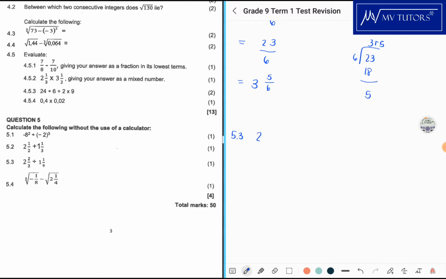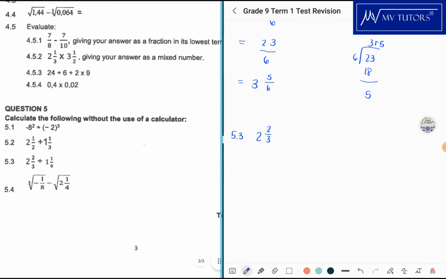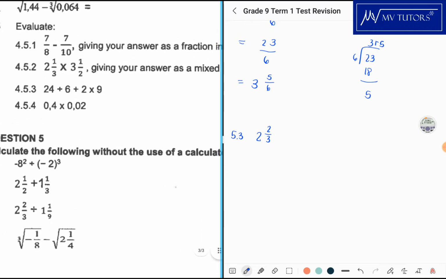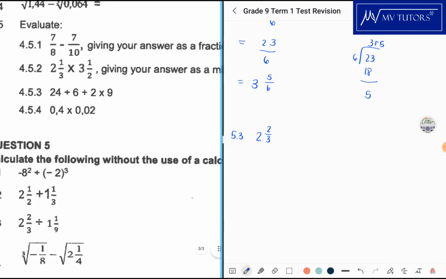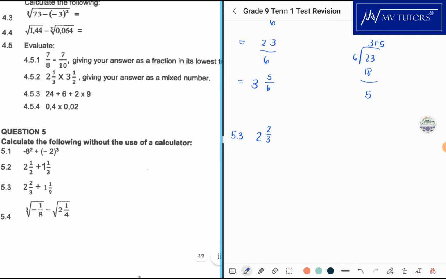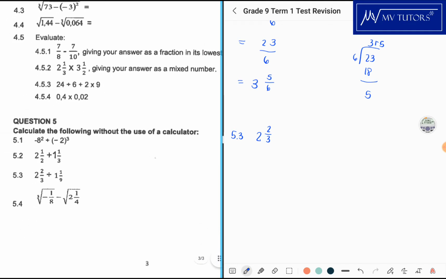Alright, now we have 2 and 2/3. Is this divide? Yeah, this is divide. Now I'm wondering here. I think it's 24 divided by 6 for 4.5.3. But anyway, we have 2 and 2/3 divided by 1 and a 9th. So we're going to change this to improper fractions. So 2 times 3 is 6, 6 plus 2 is 8. 1 times 9 is 9 plus 1 is 10.